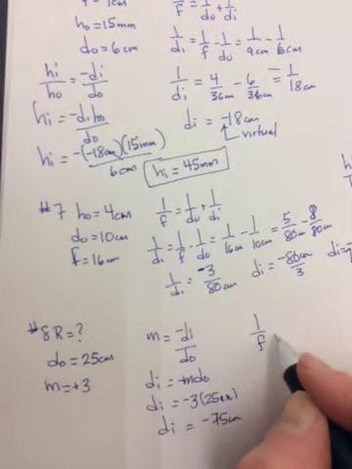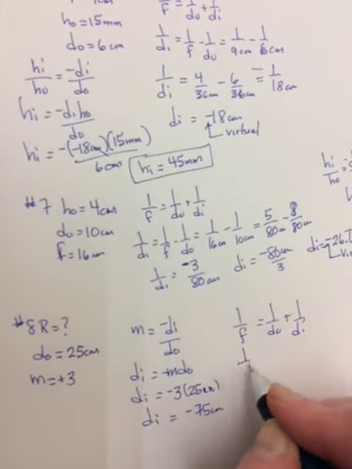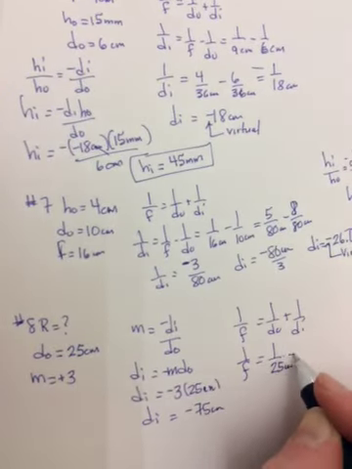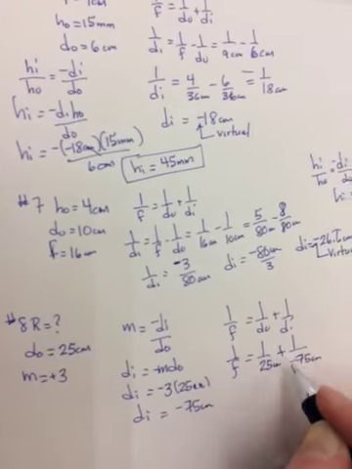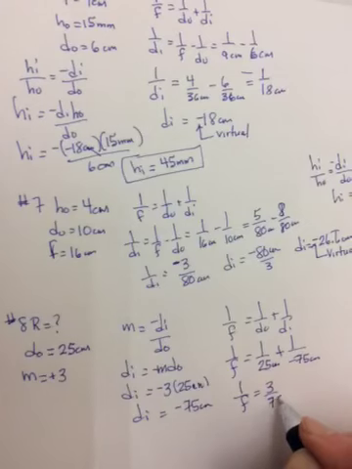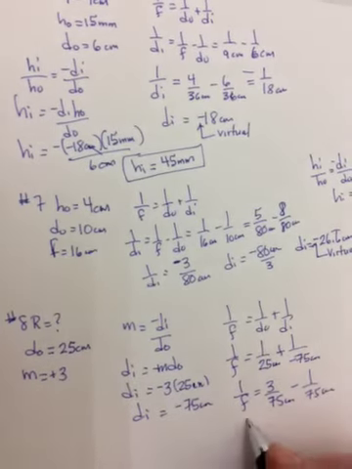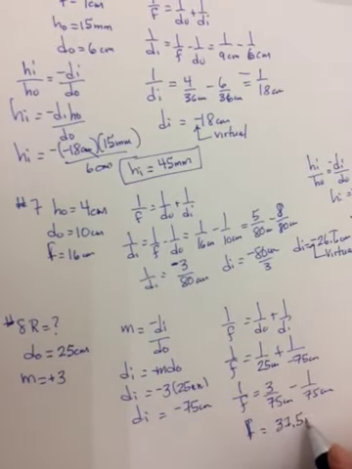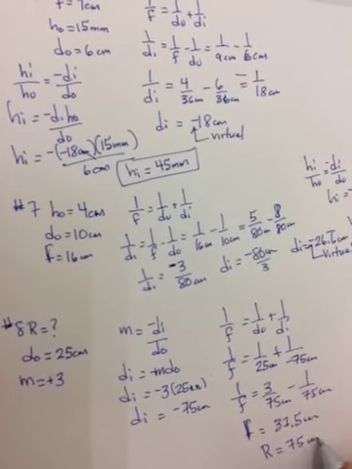So then you go 1 over f is equal to 1 over do plus 1 over di. I'm going to run out of time. 1 over 25 plus 1 over negative 75, which in the end becomes minus. So 1 over f is 3 over 75 minus 1 over 75, which is 2 over 75. So f will end up equaling 37.5, and then you need to double it. So R is 75 centimeters.